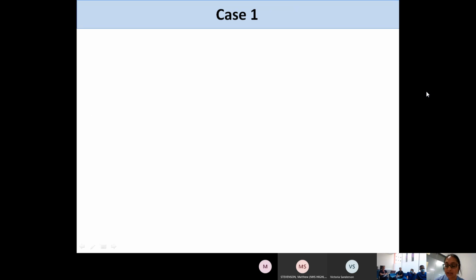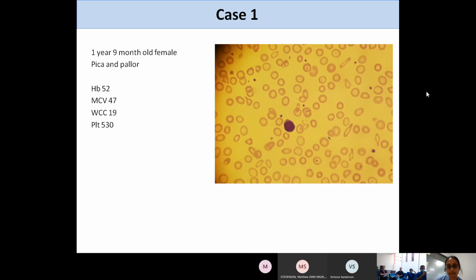I'm going to start by going through some cases, and these are real cases that have come into the reporting room. This was a 1-year, 9-month-old female, and the clinical data were pica and pallor. A blood count showed a hemoglobin of 52, a low MCV of 47, a raised white cell count of 19, and platelets of 530. And this was her blood film.